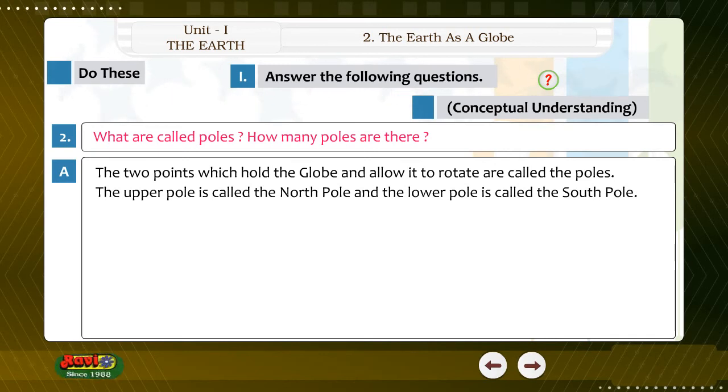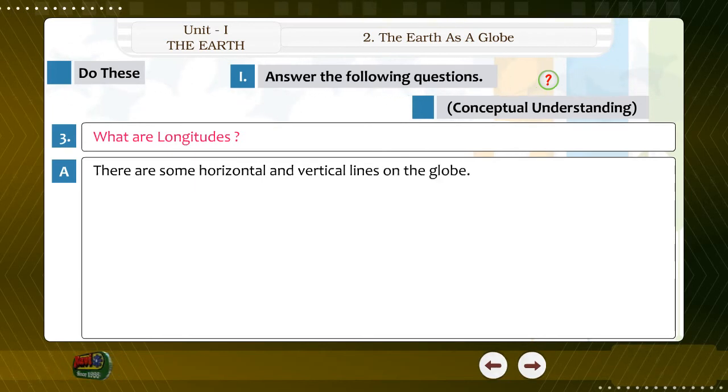3. What are longitudes? Answer. There are some horizontal and vertical lines on the globe. The vertical lines drawn from north to south are called the longitudes. 4. What do you mean by an axis? Answer. The imaginary line that joins the poles is called the axis.